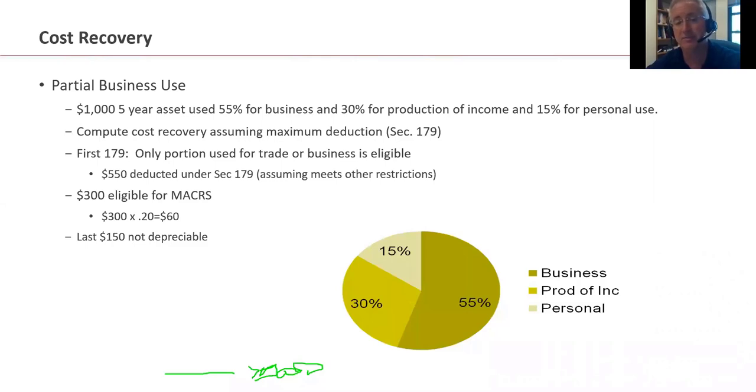So under those auspices, I could write off the 850 as bonus depreciation in year one. The 150 remains non-depreciable under bonus, under 179, under any system at all.